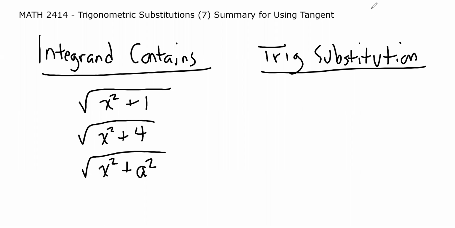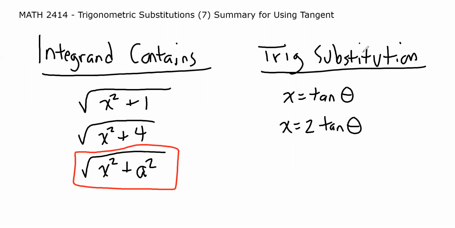When we integrated the square root of x squared plus 1, our trig substitution was x equals tangent of theta. But when we integrated the square root of x squared plus 4, our trig substitution was x equals 2 tangent theta. The 2 basically came from the fact that 4 was 2 squared. So in general, when we are integrating an expression of the form square root of x squared plus a squared, our trig substitution will be x equals a times tangent of theta.